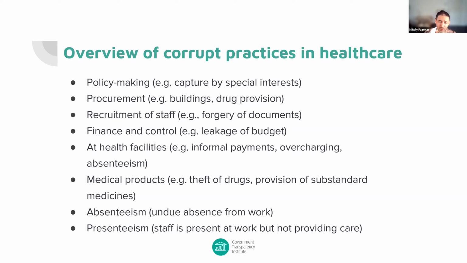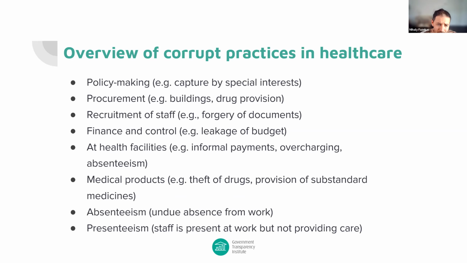Then we can look further at corruption in the finance and control system. So the budget is allocated, money never arrives, or the money arrives, but then it's being spent on something totally different than originally intended. And then at healthcare facilities, so if you like, as the street level bureaucrats where a service is being delivered, then we have all sorts of informal payments, bribery, we have absenteeism, the doctor is not where he or she is supposed to be, so on and so forth.